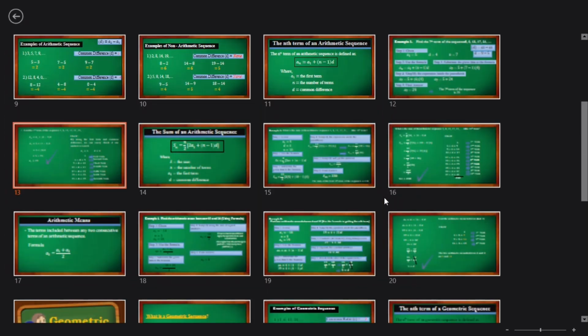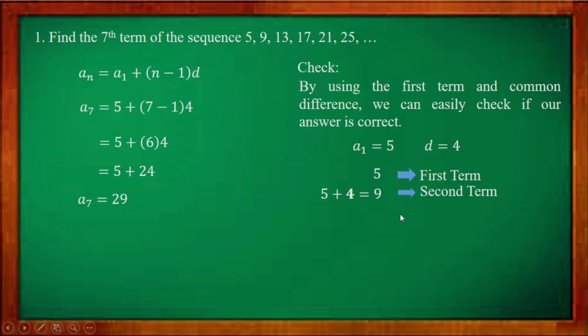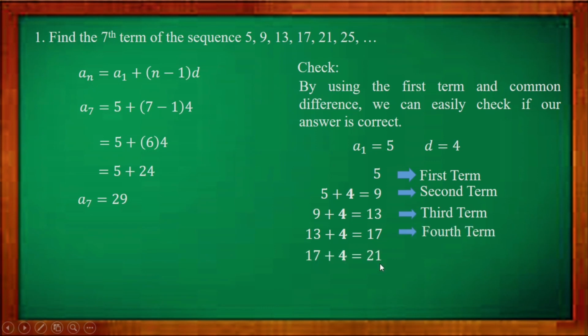And 9 is our second term. Then next, 9 plus 4 equals 13, and 13 is our third term. Next, 13 plus the common difference 4 equals 17, and 17 is our fourth term. And 17 plus 4 equals 21, and 21 is our fifth term. Then next, 21 plus 4 equals 25. That is our sixth term.